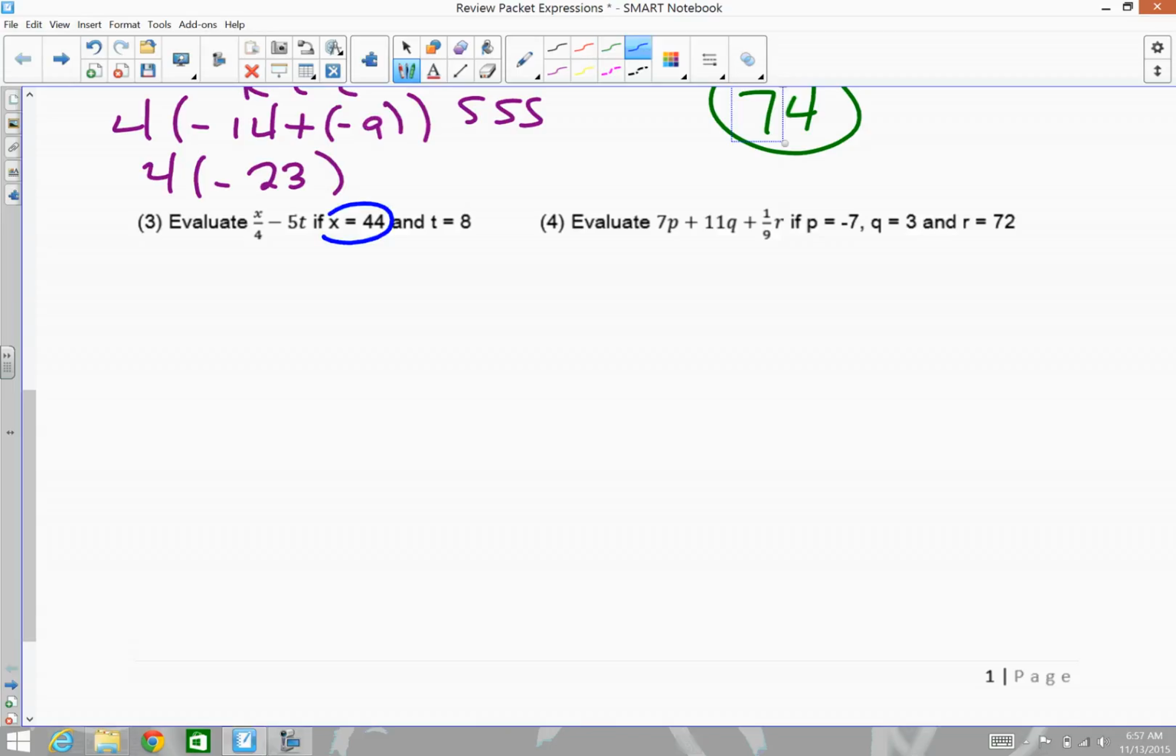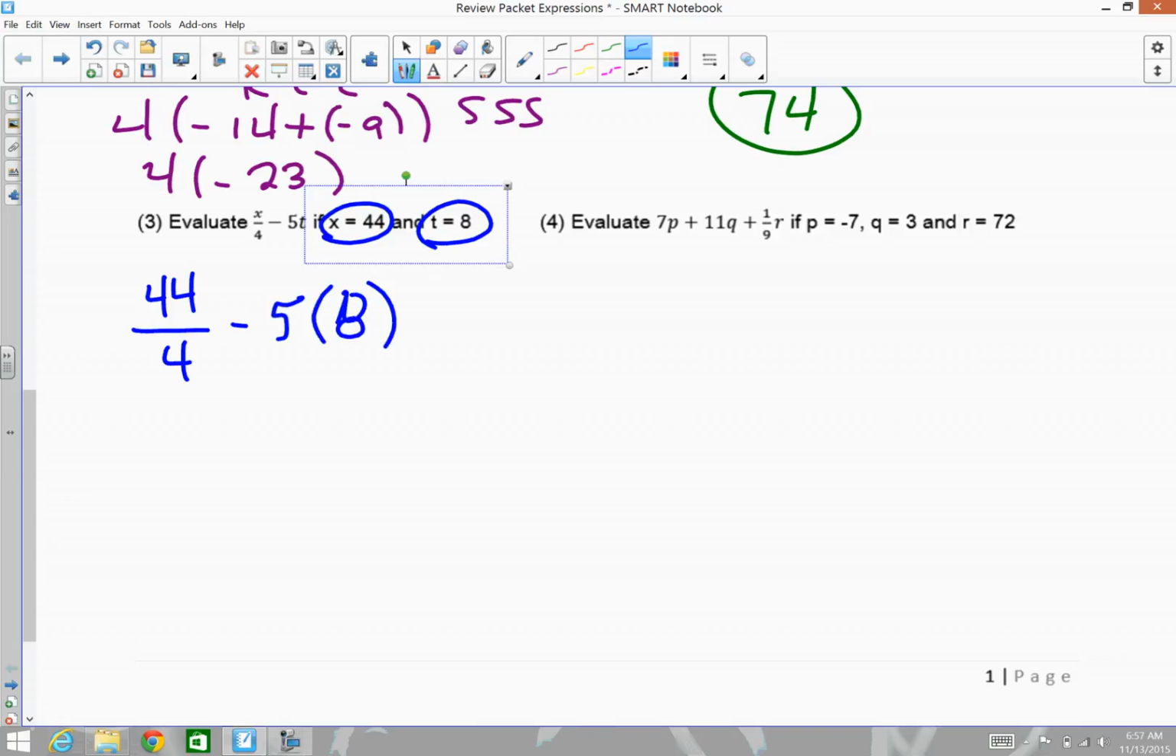Anywhere we see an x, we'll replace it with a 44, and anywhere we see a t, we'll replace it with an 8. Okay, so we should have 44 over 4 minus 5 times 8. Okay, fractions mean to divide, so 44 over 4 is the same as 44 divided by 4, which is 11, and then minus 5 times 8, which is 40.